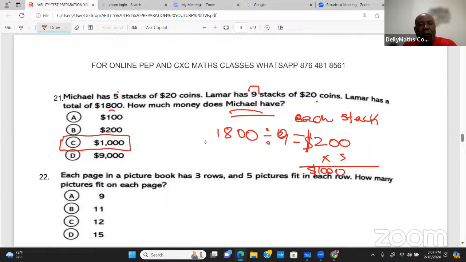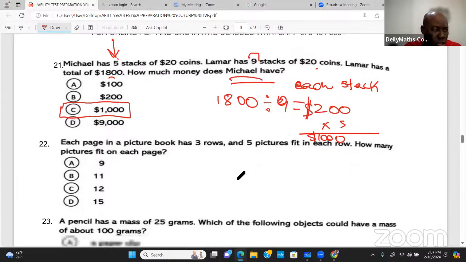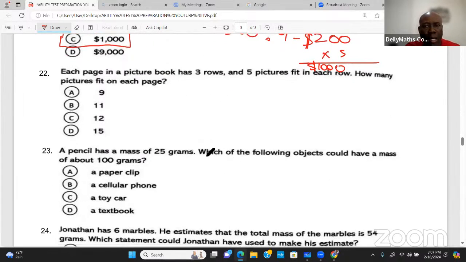So we're analyzing, breaking down the information that you have, and then making a link and associating it to something else. So you have to stop, relax, see the clues, use the clues to sort this out. So my clue was 1,800 for Lamar, who had 9 stacks. So I'm like, okay, what is each? We're assuming that each of them were evenly divided. So when we do that, we get 200 for each stack. So we were able to tell that Michael actually has 5 times that, which is going to take you to that. So I hope you guys are seeing what's going on here.